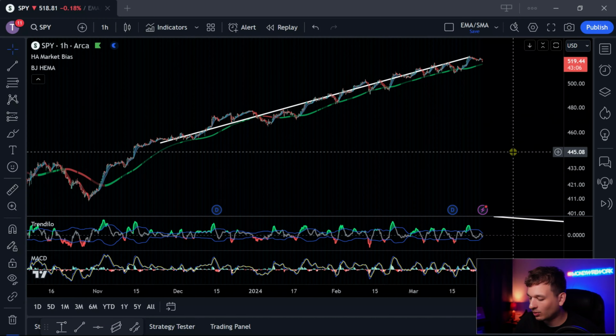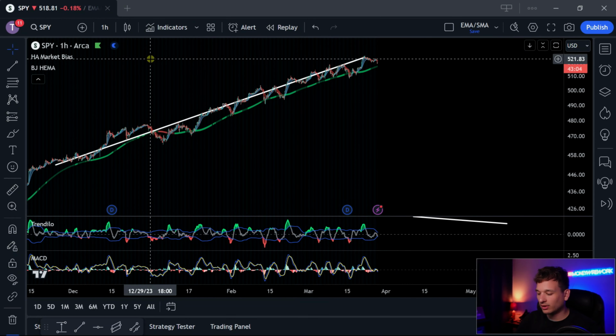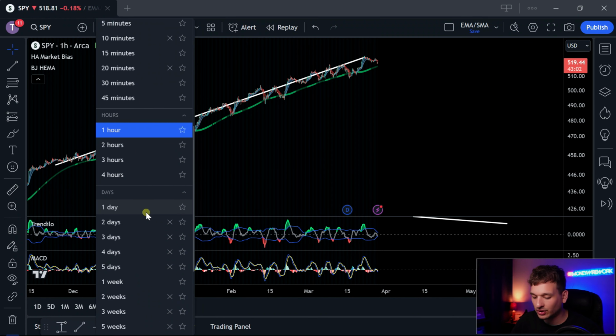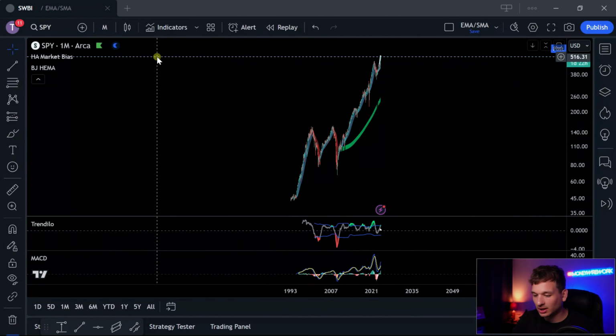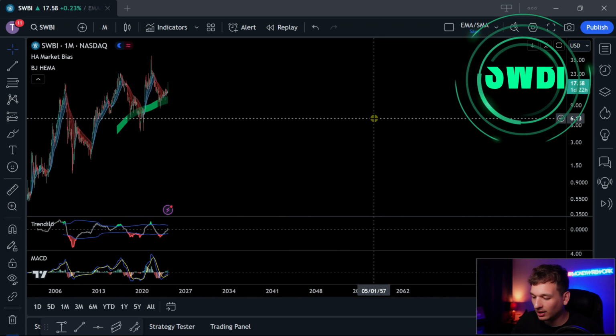All right, now we are going to get to the ticker of the hour. First, we're going to go back to the monthly. Drum roll, please. It is SWBI, Smith & Wesson.